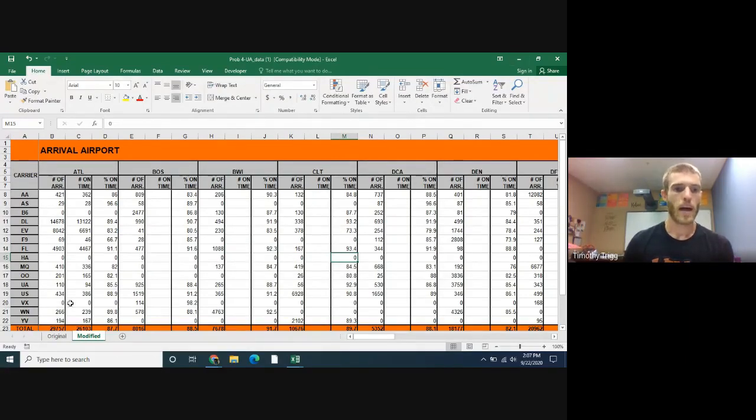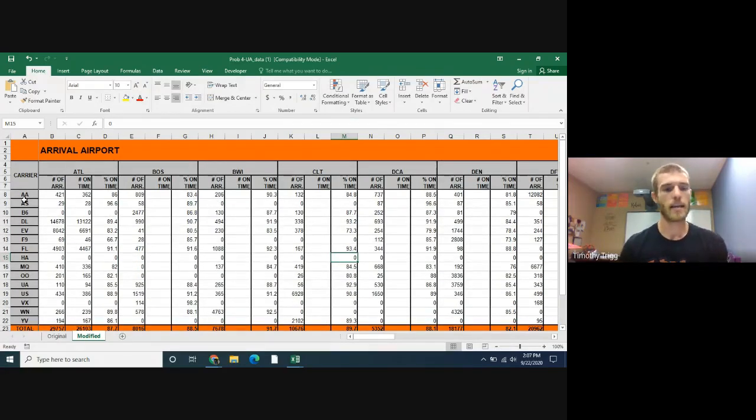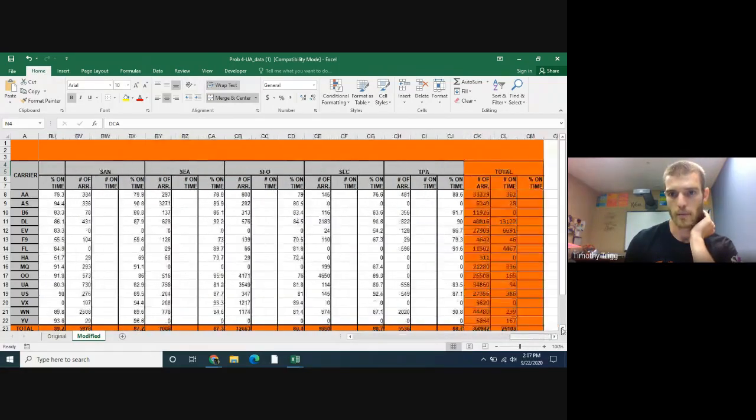Now, we have this modified table, and you can see some of the data it has directly from table 2 that we saw earlier. For example, for American Airlines, you can see the number of arrivals to Atlanta, the number who arrived on time, and the percentage that arrived on time, or in other words, the probability of arriving on time. And you can see the cities go across the top: Atlanta, Boston, and so on. And it goes all the way down.